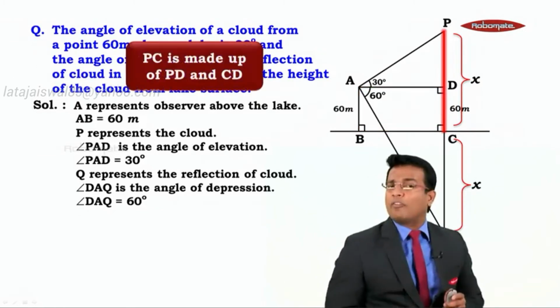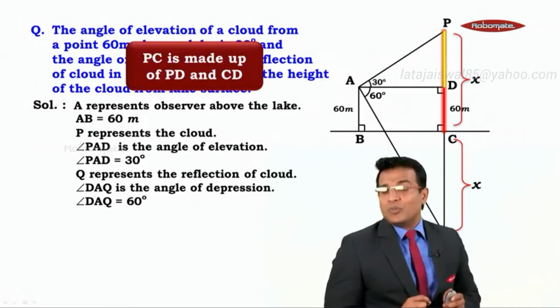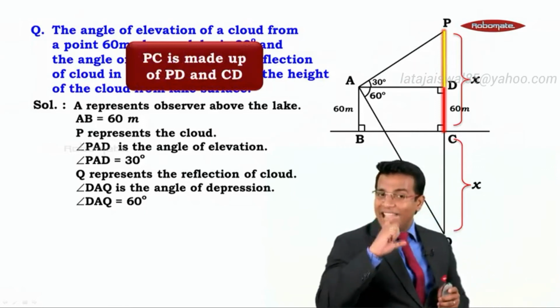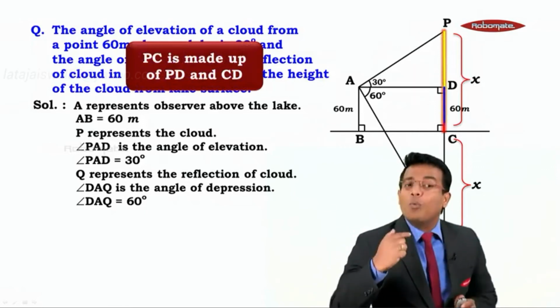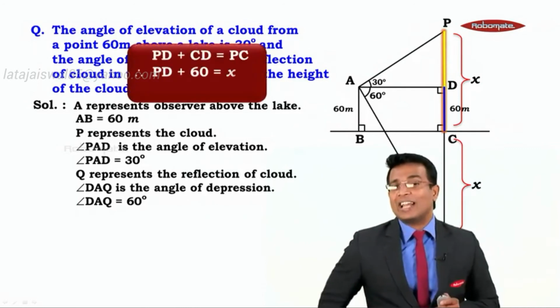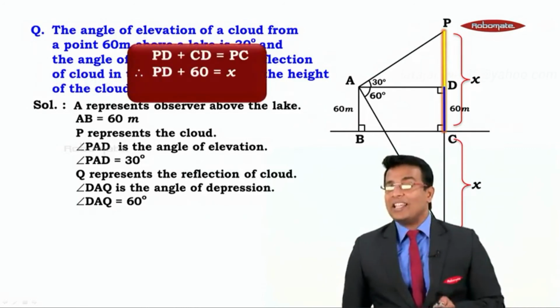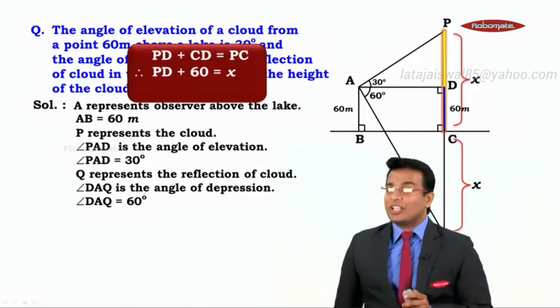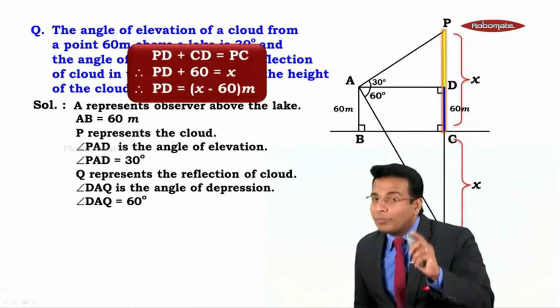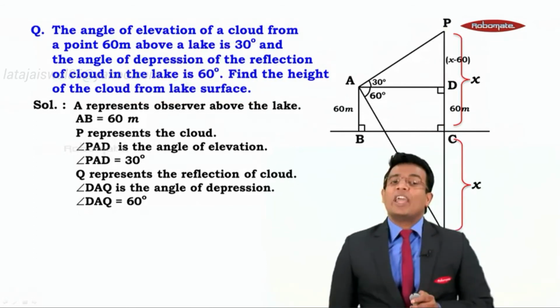Observe PC is made up of PD and CD. So if PC is x and DC is 60, what will be PD? We can say that PD plus CD is equal to PC. We substitute the value of CD, which is 60, and the value of PC, which is x. So from there we get PD is equal to x minus 60.